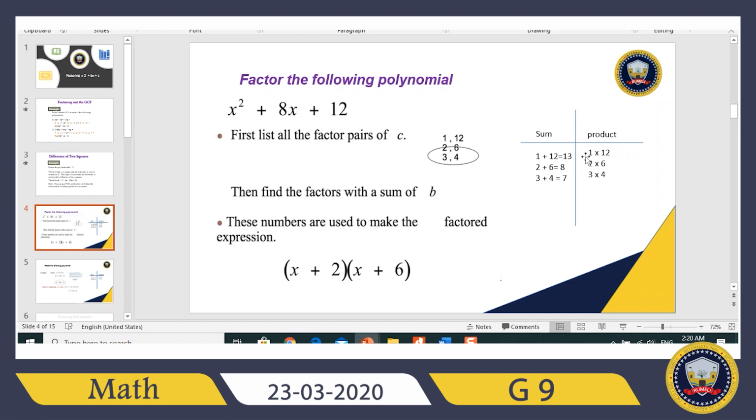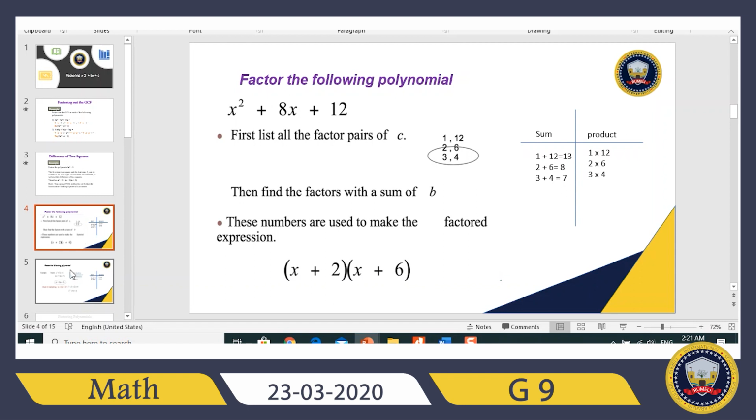And what are the sums? If I add them together, 1 plus 12 gives me 13, 2 plus 6 gives me 8, 3 plus 4 gives me 7. So then I will look, what are the two numbers whose sum is 8? Because here the middle number is 8. I find out that it's 2 and 6. So I will just write here 2 and 6. It's very easy as this.